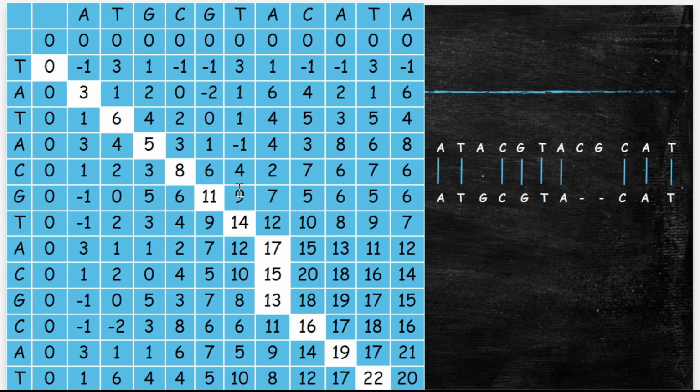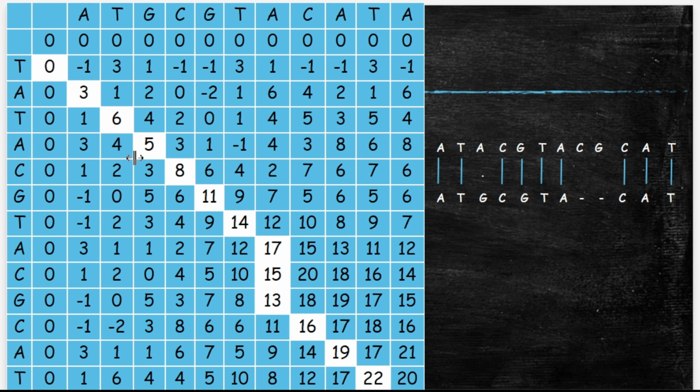T to the T, that's a match. We have a shade at our diagonal score, which is 11. G to the G, that's also a match. We have a shade at the preceding score, which is 8. C to the C, that's also a match. We have our shade at the preceding score, which is 5.